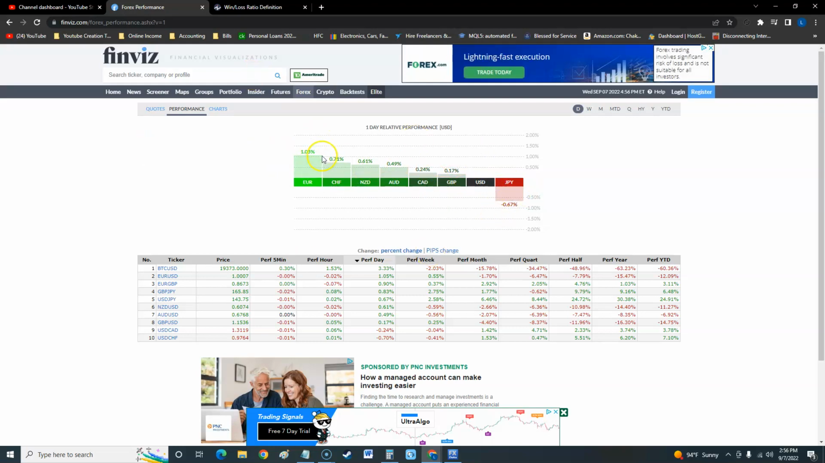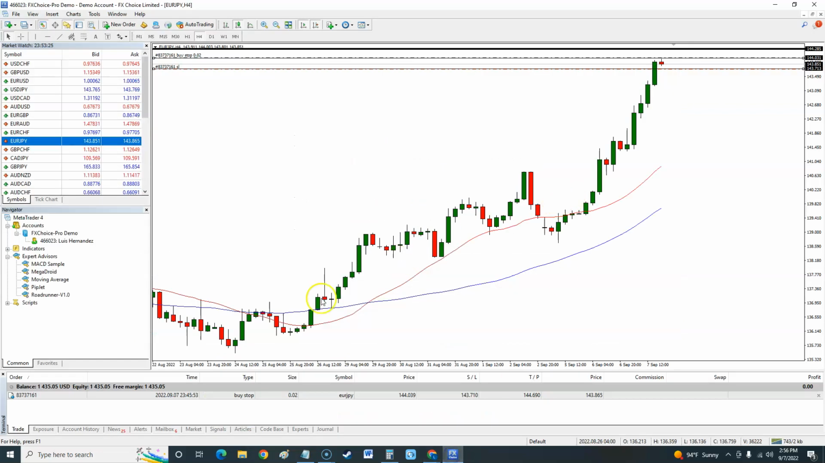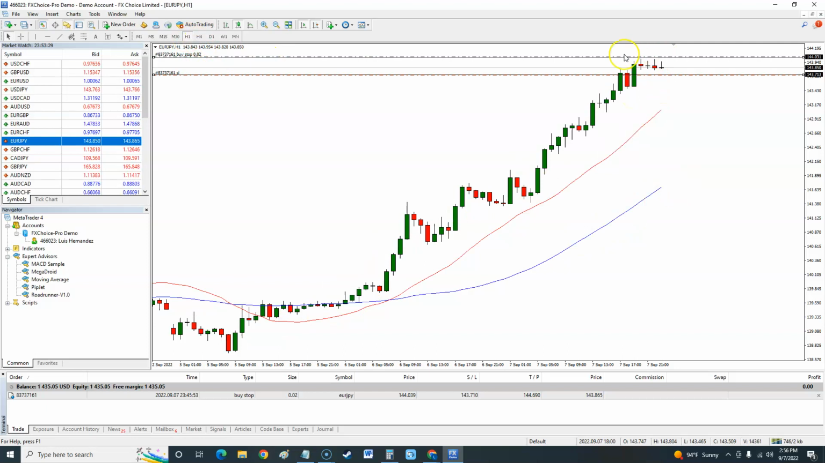FinViz is a free website. Finviz.com. Go to Forex, go to the Performance tab, and here you can see the best trade you could do. Now, like I said, this trend is overextended. So I'm looking for a short-term entry up here, and hopefully it'll hit my take profit.